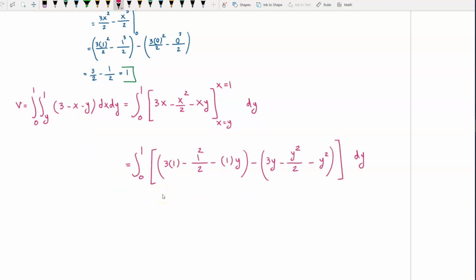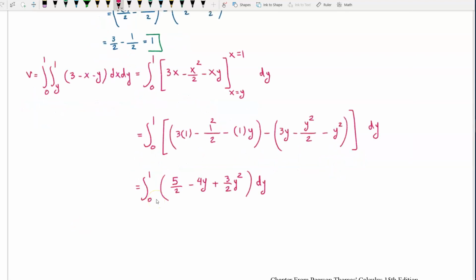So on this part, first I'm going to use x equal to 1. So here is 3 times 1 minus 1 squared divided by 2 minus, x is 1, so we have 1 times y. And then subtract what we have on this part, where x is equal to y. So that is 3 times y minus y squared divided by 2 minus y times y, so that is y squared. And then for the outer integral, we have dy. So simplify. Here we have 5 over 2 minus, here is a negative 3y, and here we have negative y, so that is negative 4y. On this part, multiplying the negative, here we have positive y squared over 2, and positive y squared, so adding these two, we have 3 over 2 y squared.